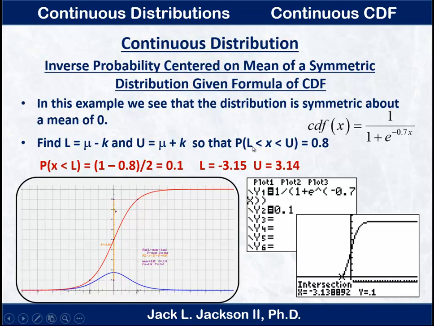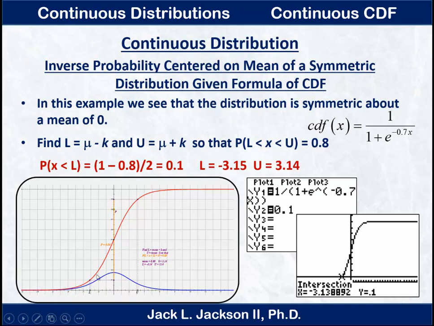So if we want to find the probability that x is between this lower and upper, we're given that that's 0.8. Now again, this is only going to work for a symmetric distribution, and only if we're centering it on the mu. So mu is right in the middle of our interval from L to U.